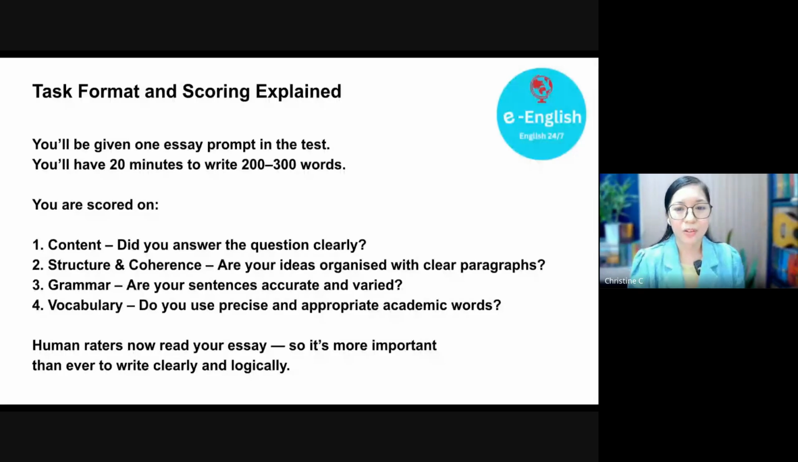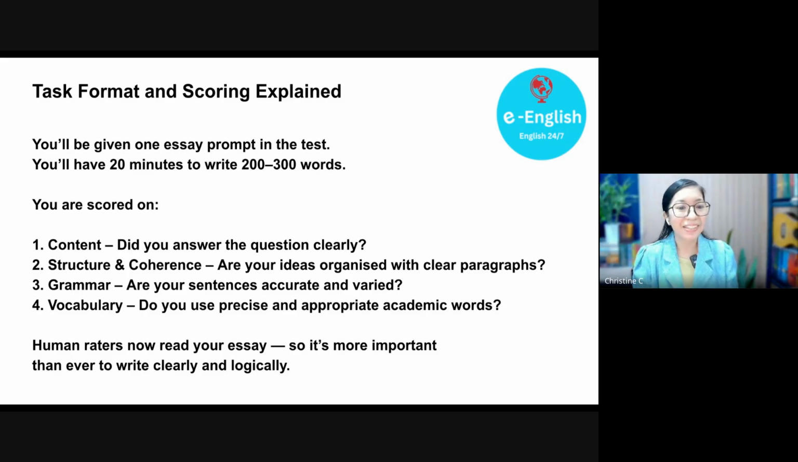How will you be scored? You'll be scored on the following criteria. First is content. You can ask yourself, did you write the answer to the question clearly? Were you able to address the question, or did you go off topic?